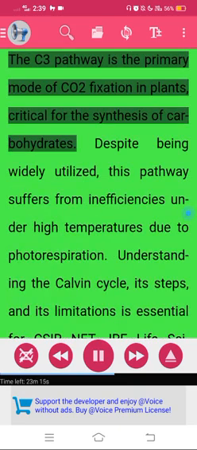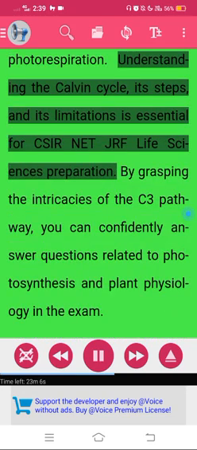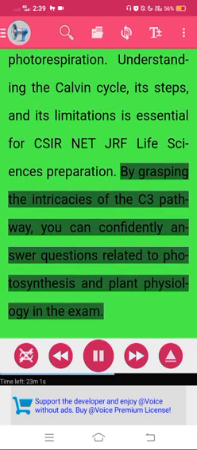Conclusion. The C3 pathway is the primary mode of CO2 fixation in plants, critical for the synthesis of carbohydrates. Despite being widely utilized, this pathway suffers from inefficiencies under high temperatures due to photorespiration. Understanding the Calvin cycle, its steps, and its limitations is essential for CSIR NET JRF Life Sciences preparation. By grasping the intricacies of the C3 pathway, you can confidently answer questions related to photosynthesis and plant physiology in the exam.